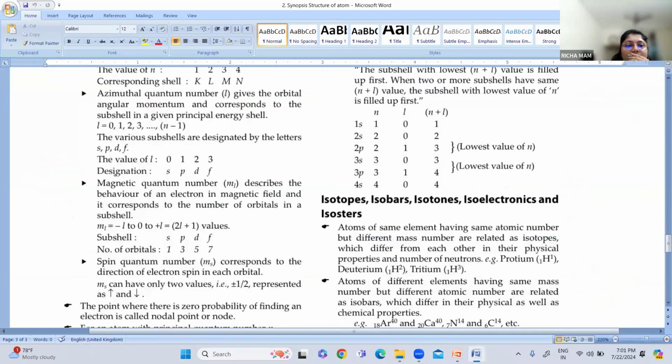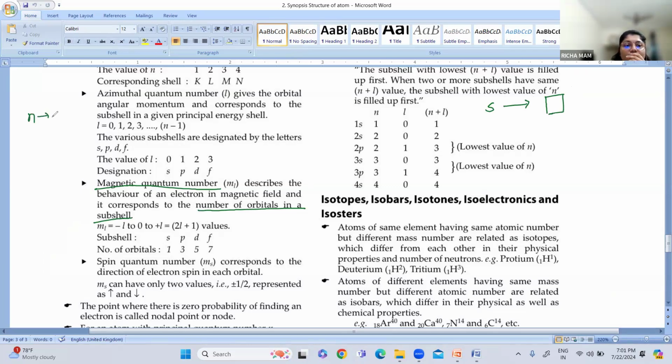Next is magnetic quantum number. The third one is magnetic quantum number. It tells you the magnetic behavior of an electron. It tells you the number of orbitals in a subshell. Now, S orbital: how many orbitals are present in S? It is one orbital. So magnetic quantum number describes the number of orbitals in a subshell.